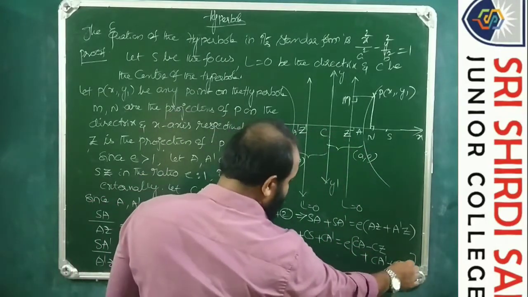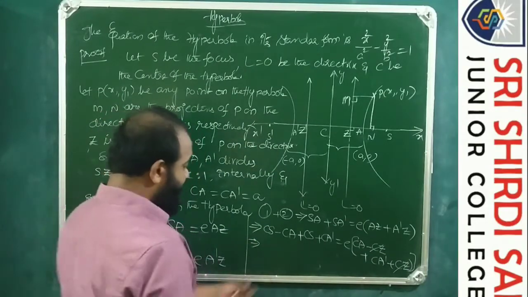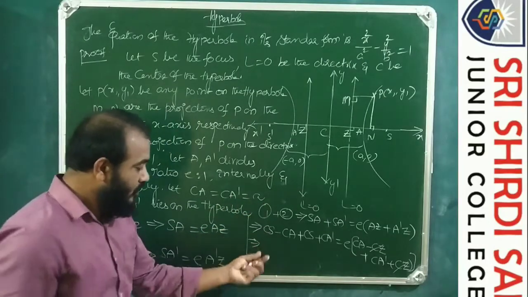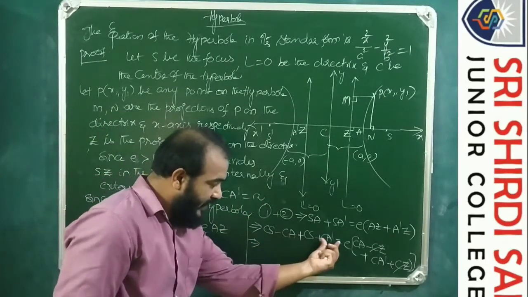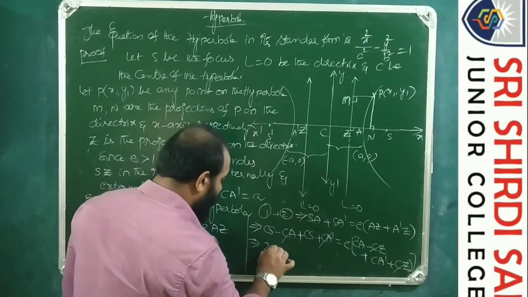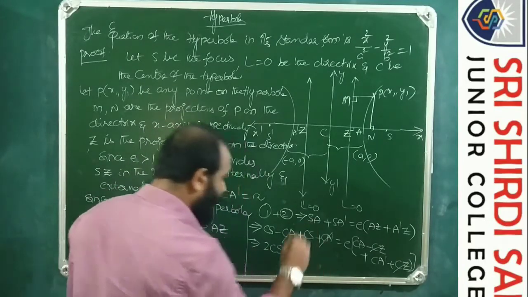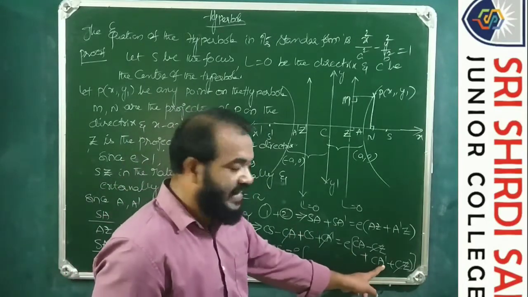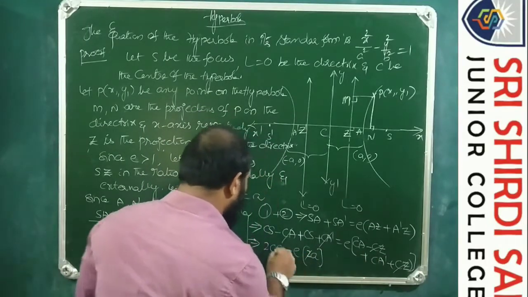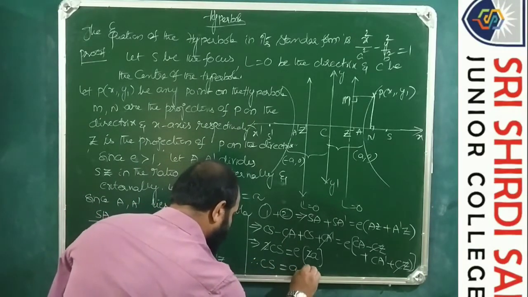Here plus CZ minus CZ gets cancelled. CA is equal to a and CA dash is also a. So these two get cancelled. CS plus CS, 2CS, is equal to E into (a plus a), 2a. So 2 gets cancelled. Therefore, CS is equal to a times E.